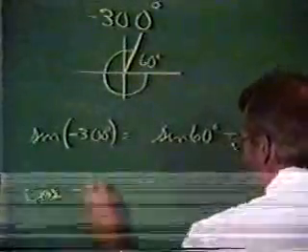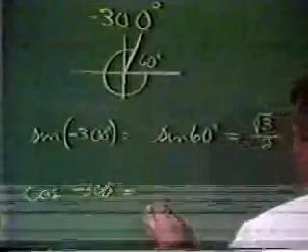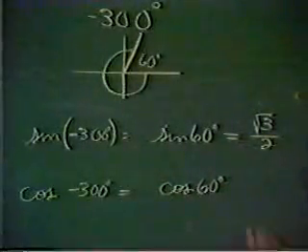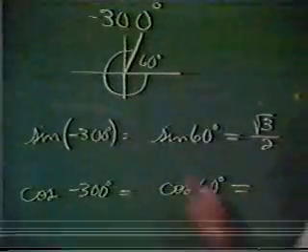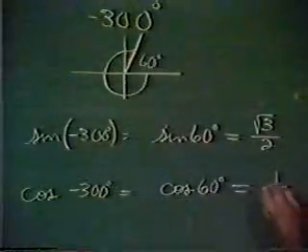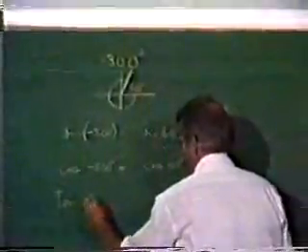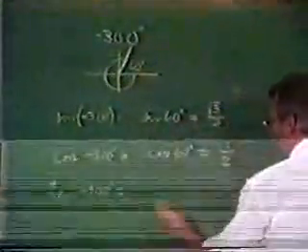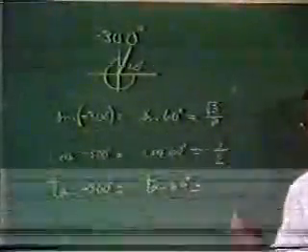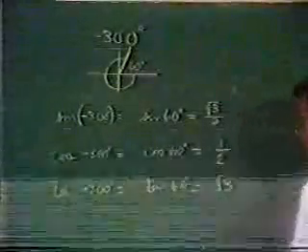The cosine of minus 300 degrees is the cosine of 60 degrees. And it's also positive because it's in quadrant 1. Everything's positive in quadrant 1. So this is a positive 1/2. The tangent of minus 300 degrees is equal to the tangent of 60 degrees. And it's positive also, quadrant 1. And so this is a positive square root of 3.